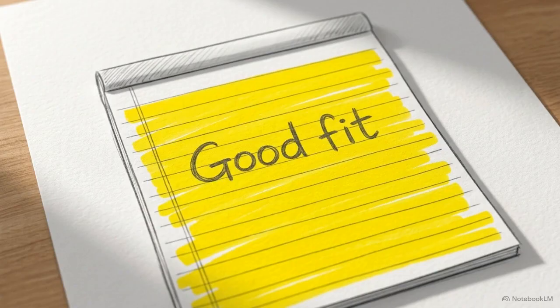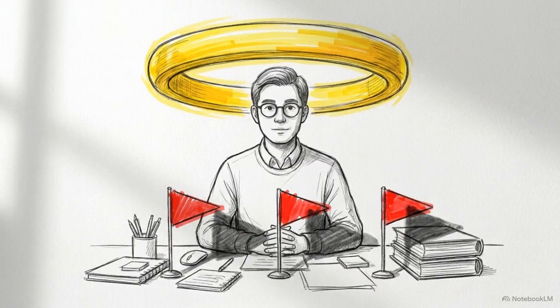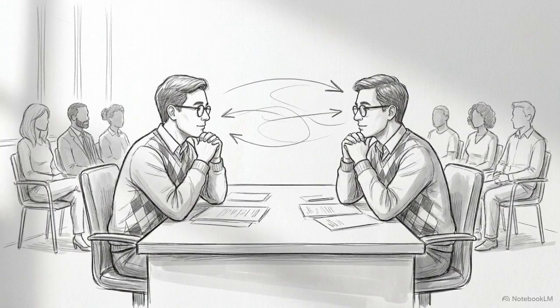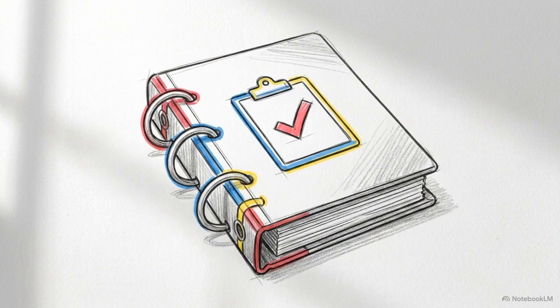When you rely on gut feelings or unstructured conversations to evaluate that performance, you leave the door open for unconscious bias. You might fall into the halo effect, where one strong trait blinds you to red flags, or the like-me syndrome, where you accidentally prioritize candidates simply because they share your background. To fix this, we need a system.